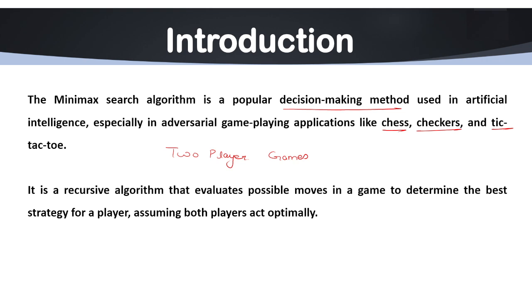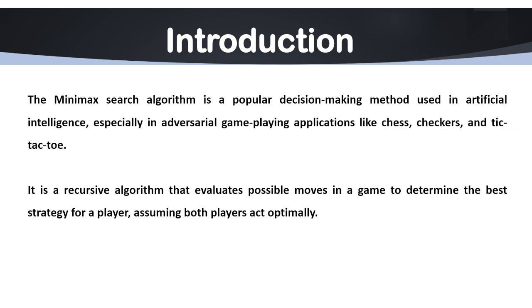In a two-player game, let's say one player is me and another is you. So one player tries to maximize the score. Like I always play to maximize my score in tic-tac-toe, for example. And the other player, that is you, always tries to minimize my score. This is how the min-max search algorithm basically works.